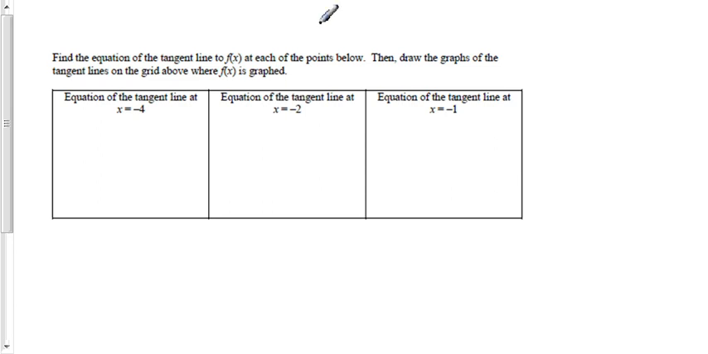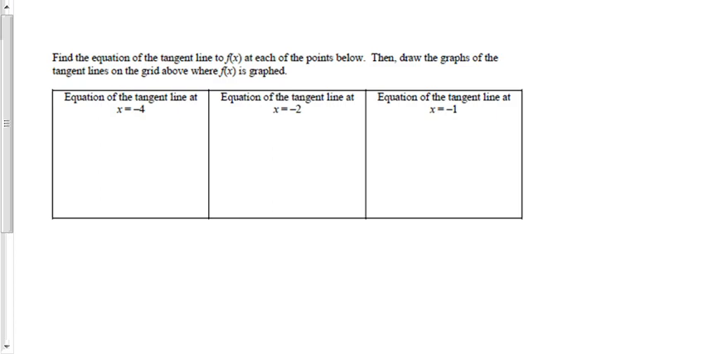Alright, so now they want us to find the equation of the tangent line, the three tangent lines we just found, to f of x at each of the points below. Then draw the graphs of the tangent lines on the grid above where it's graphed. We already did that part. So let's just find the equation at x equals -4 right now.